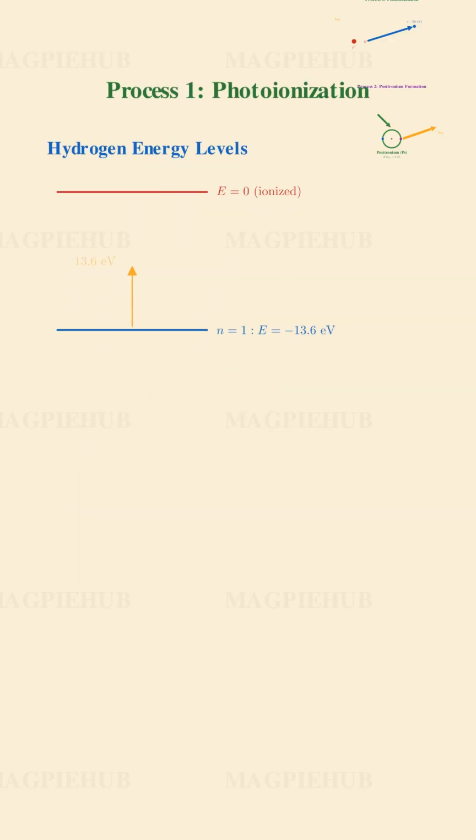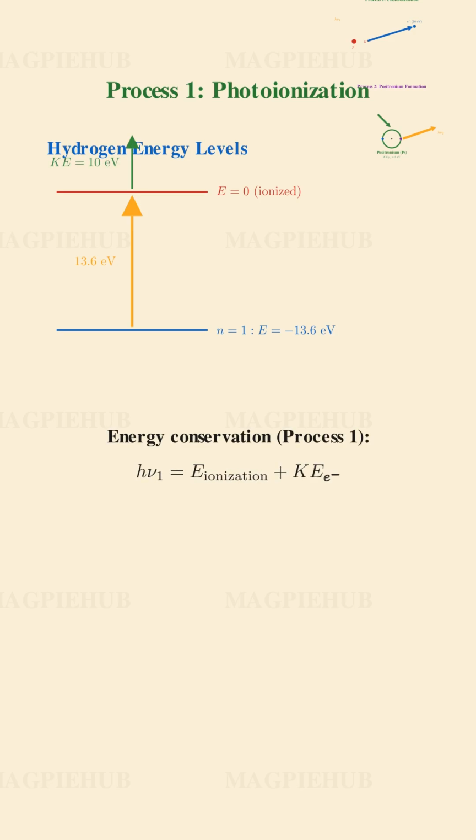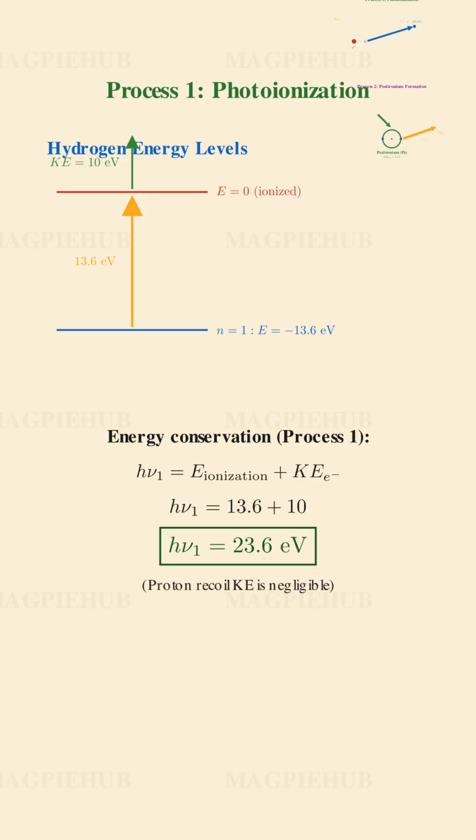Let us solve process 1. The hydrogen atom absorbs a photon and gets ionized. By energy conservation, the photon energy Nu1 equals the ionization energy of the ground state, 13.6 eV, plus the kinetic energy of the ejected electron, which is 10 eV. We neglect the proton recoil energy since the proton is much heavier. So Nu1 equals 13.6 plus 10, giving us 23.6 electron volts.